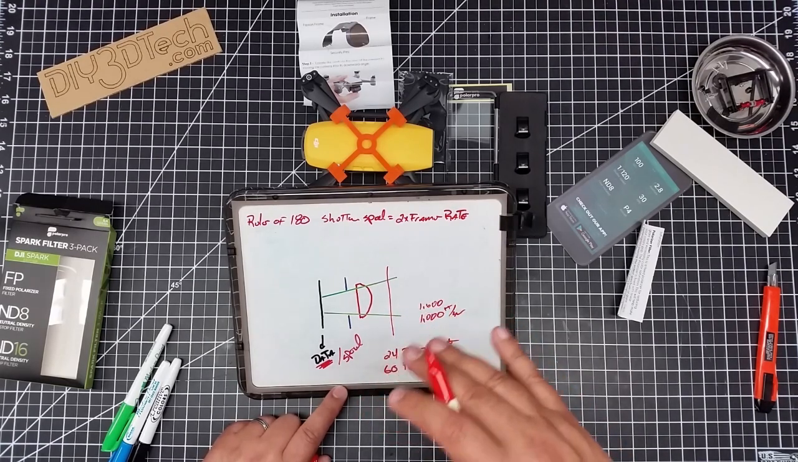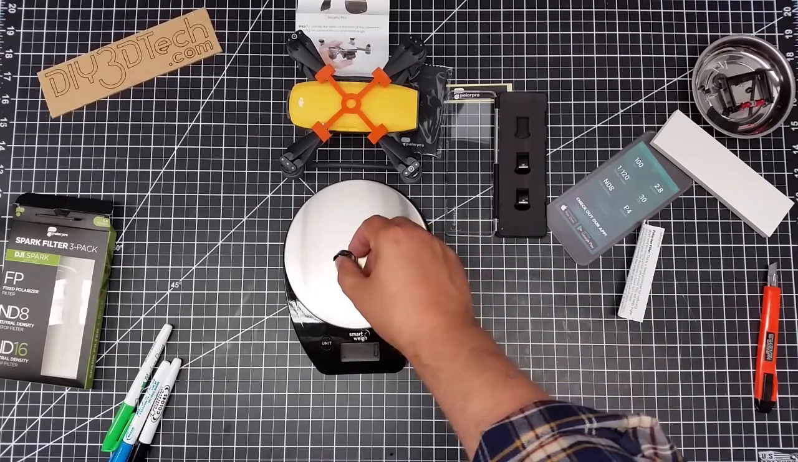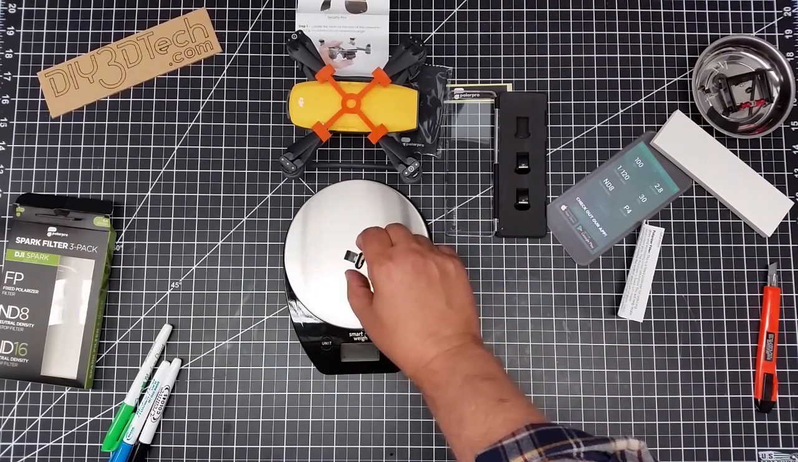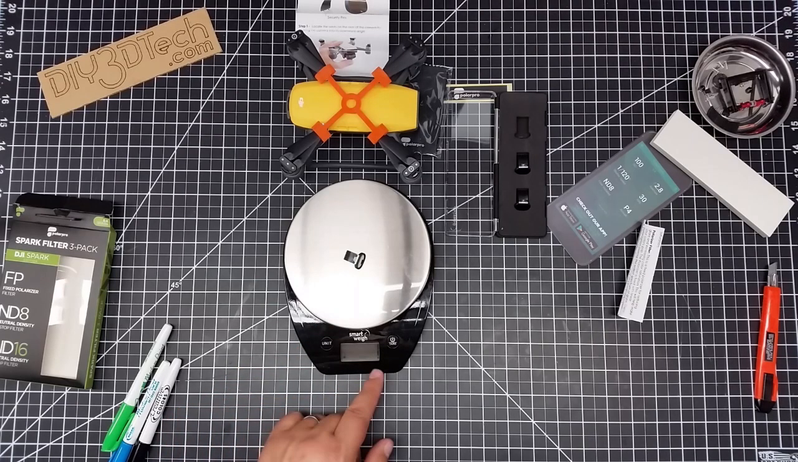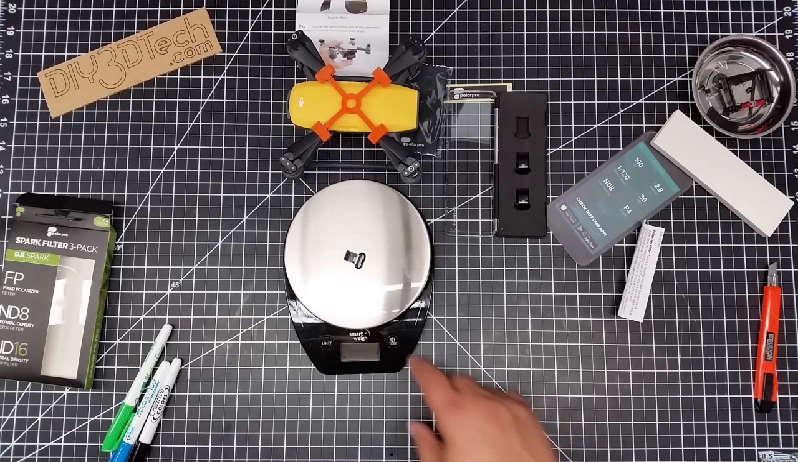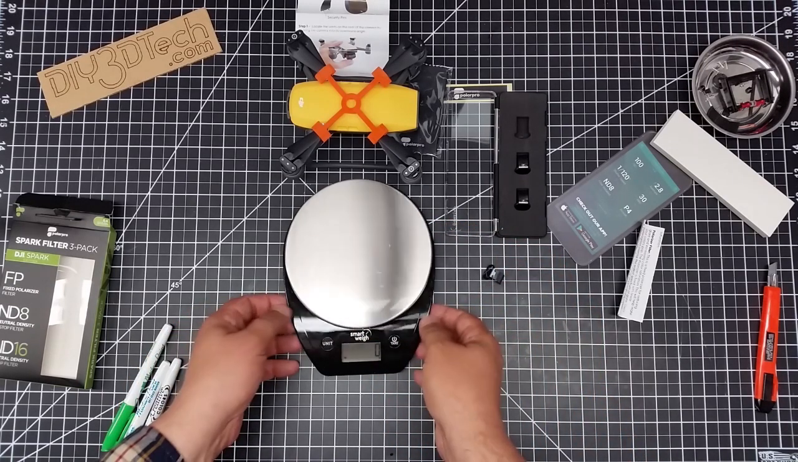So what I want to do is jump back and take a look at the filters themselves. Okay, so we're back and I've got the scale out, so I want to put this on the scale. This is the polarizing filter, and it's reading about 1 gram. So these are pretty lightweight, which is good. I don't want to get my finger on that.